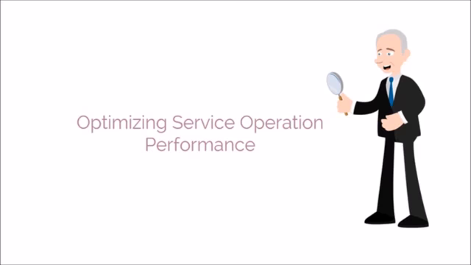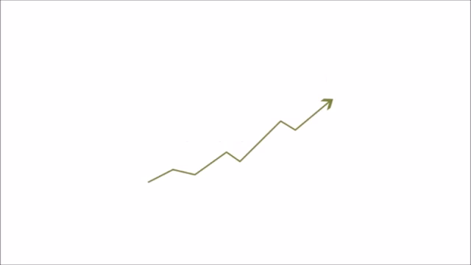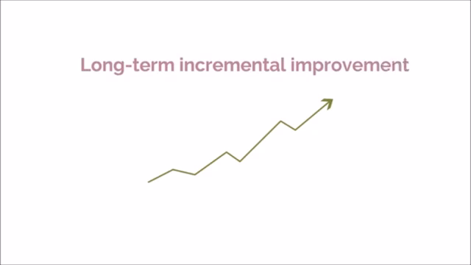Optimizing service operation can be achieved a couple different ways. One, we can work towards long-term, incremental improvement. With this method of optimization, we will monitor and assess the performance and results of all service operation processes, functions, technologies, and outputs over a period of time. That information will then be analyzed to determine whether changes or improvements are necessary.